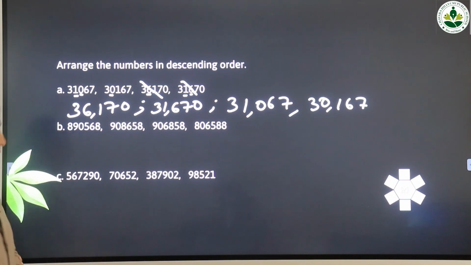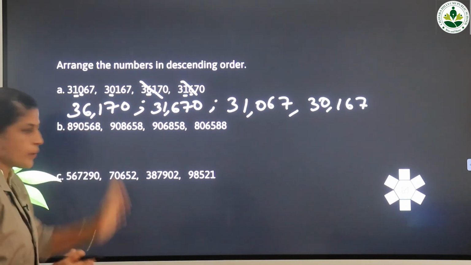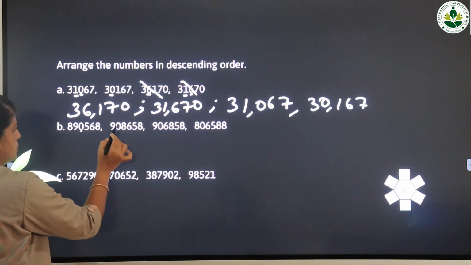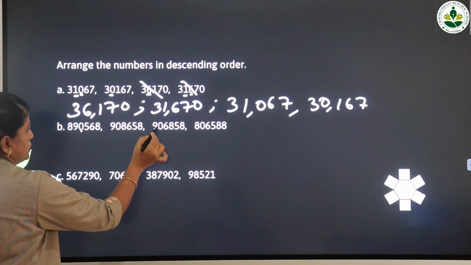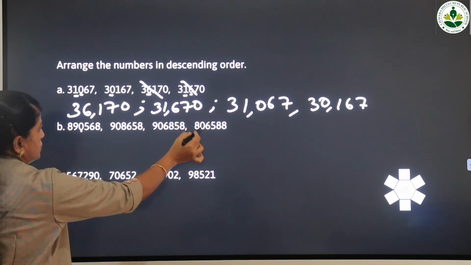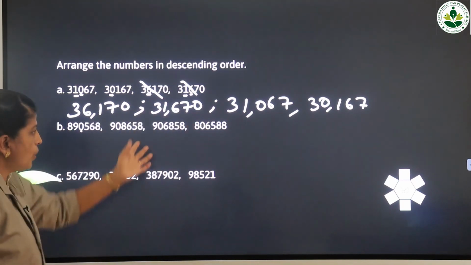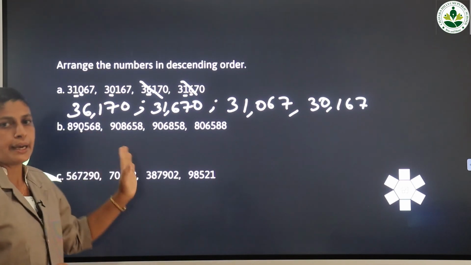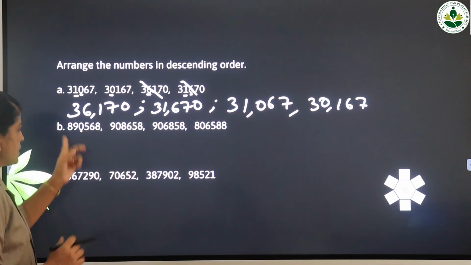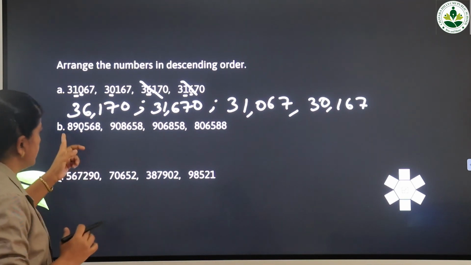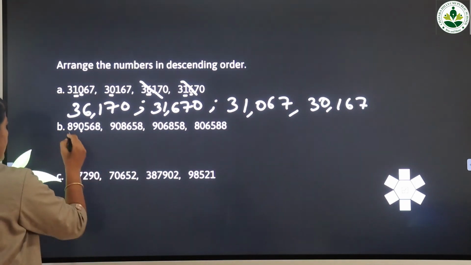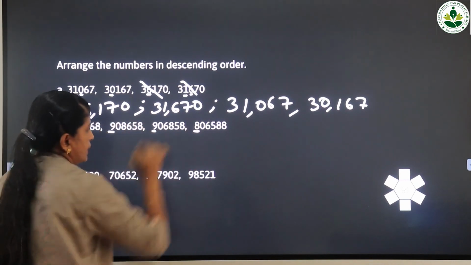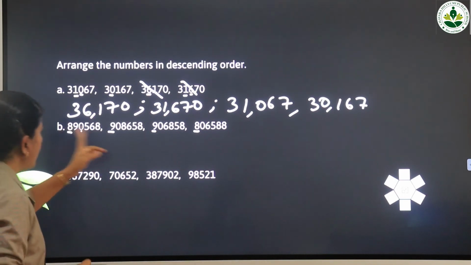Then the next set of numbers, count the number of digits. 1, 2, 3, 4, 5, 6. Okay. All the 4 numbers have 6 digits each. Therefore, find out the bigger number first. For that, first find the first digit in the leftmost place. 8 in the first number, 9 in the second number, 9 in the third number also, 8 in the last number. Then 9 is the bigger number.